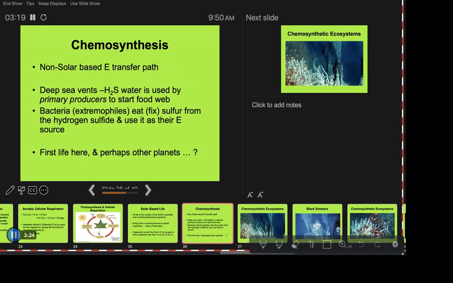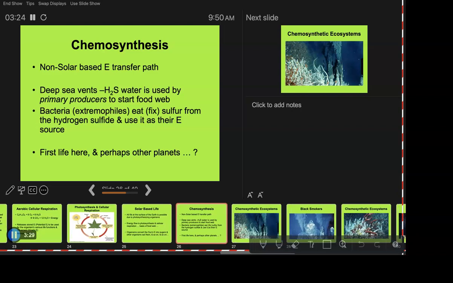There is, however, something called chemosynthesis. All right? And chemosynthesis is really freaking cool. Instead of photo, which was light, this is chemical synthesis. So this is non-solar based energy transfer. Isn't that what animals and mammals do? No, well, no, not in this case at any rate.